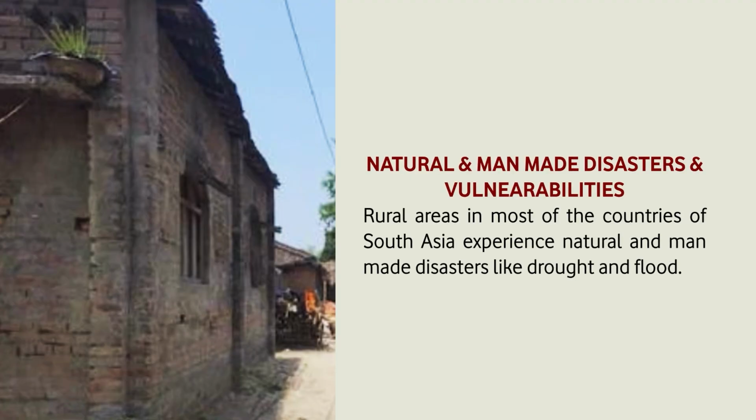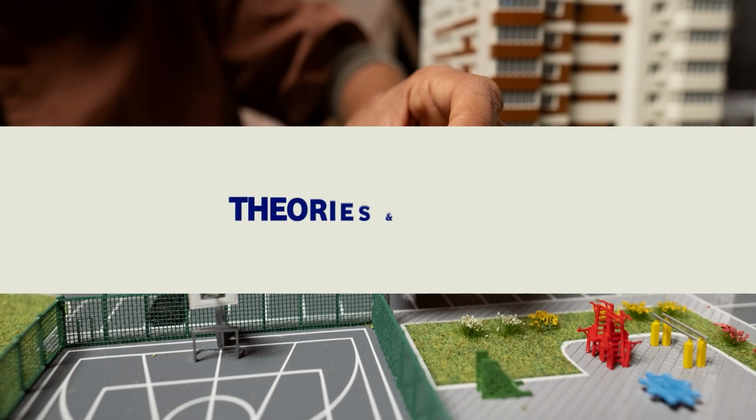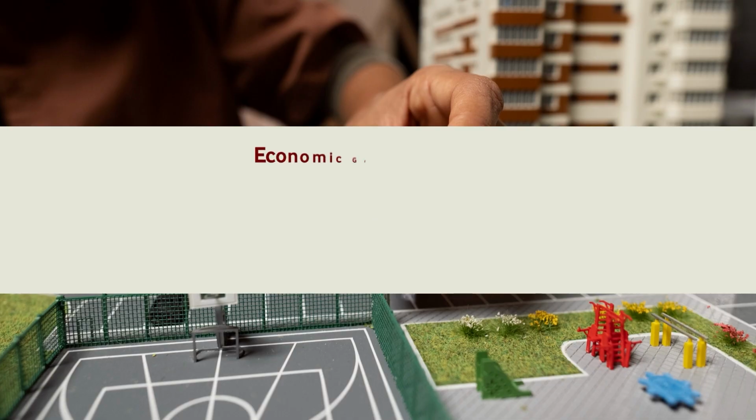Last is the natural and man-made disasters and the vulnerabilities. Rural areas in most of the countries of South Asia experience natural and man-made disasters like drought, flood, etc. There are various theories and models built by different researchers to develop the towns and the rural areas so that our future generations can enjoy a better quality of life. These theories are based on economic growth theories.